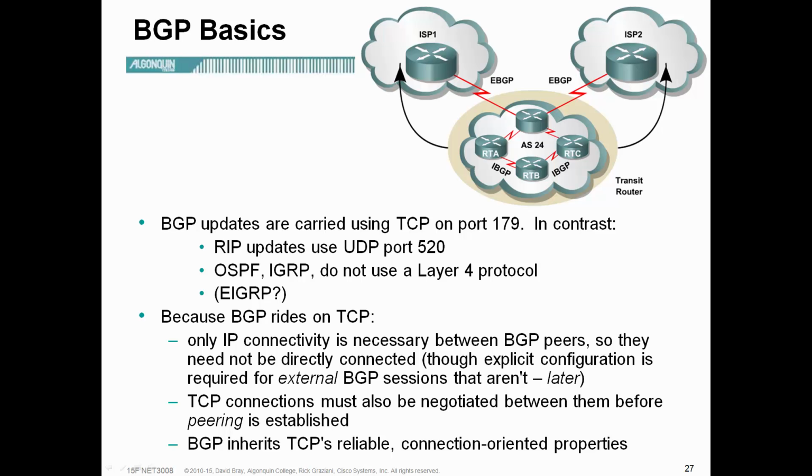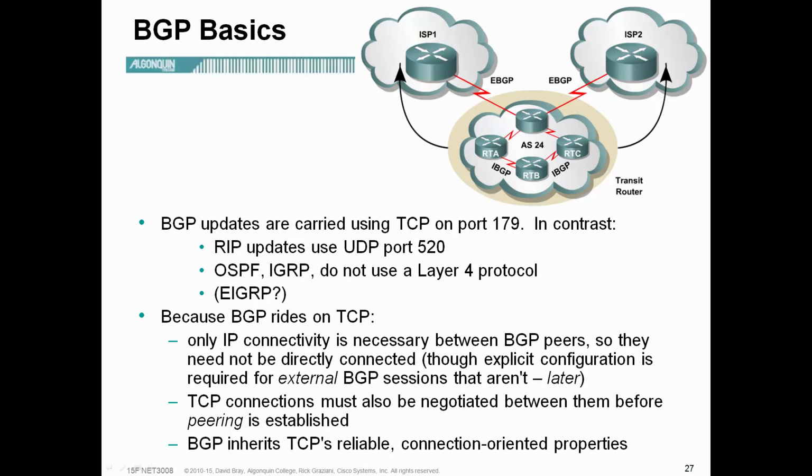Now because BGP rides on TCP, only IP connectivity is necessary between BGP peers. Unlike the other routing protocols we've looked at up till now, which have to be directly connected, right? Peers are directly connected. Now, that being said, for external BGP sessions, if they are not directly connected, then there is some extra configuration that is required to account for that. More on that later.